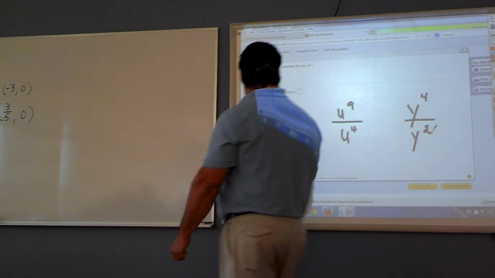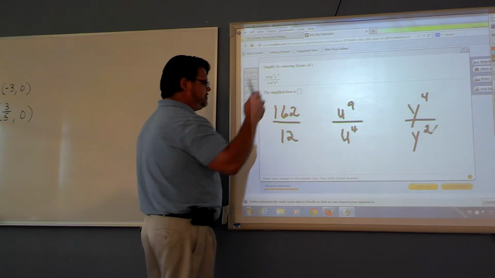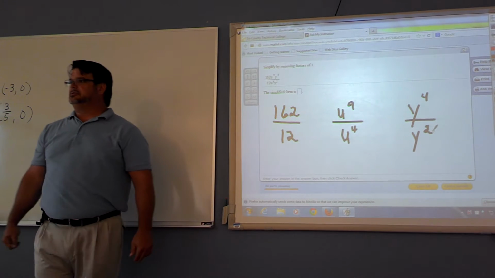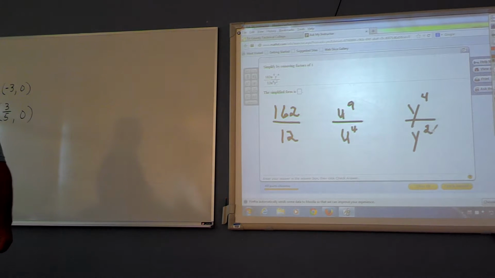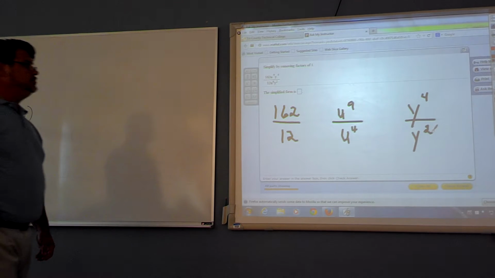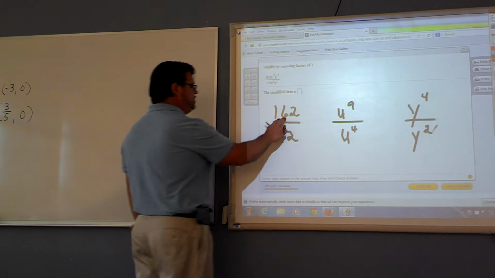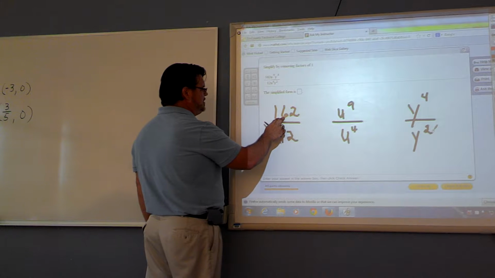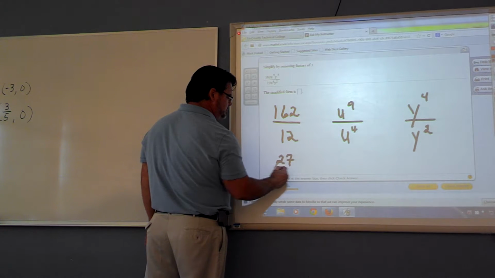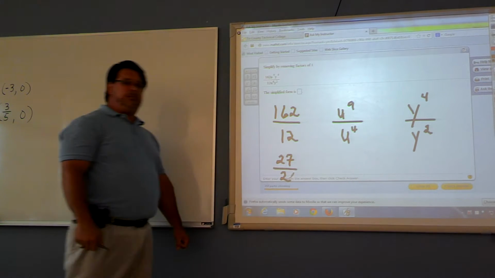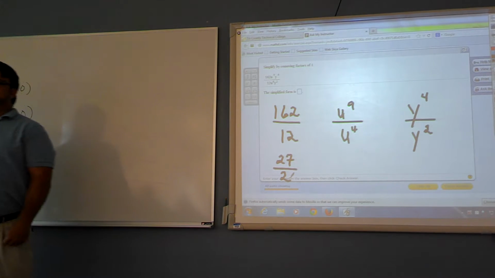Now, this looks like it's divisible by 2 or 6 or something. What is it divisible by? 6, 6 and 3. Well, 6 will go, let's see, 3 times 6, that won't work. 2 times 6, yeah, 6 will go into that one. Yeah, I think 6 will go into both of them. 6 will go in here twice. 27, 27 over 2. Got a question about that? Check it and see.